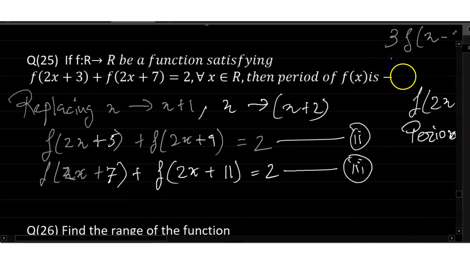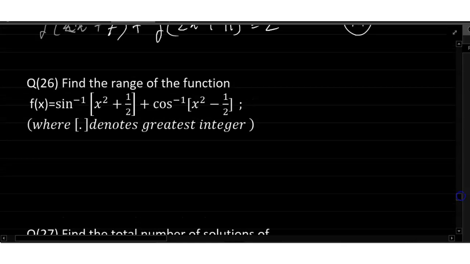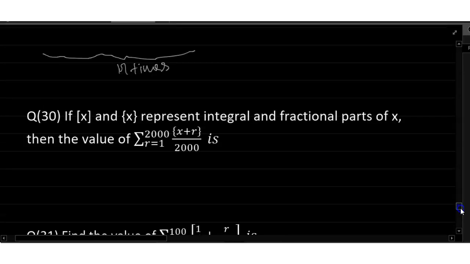It is the answer. Next problem is: find the range of the function f(x) = sin inverse(x square plus 1 by 2) plus cos inverse(x square plus 1 by 2 minus 1). So how can I solve this problem?